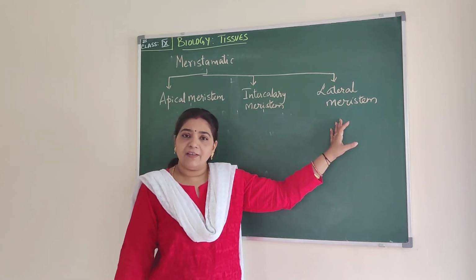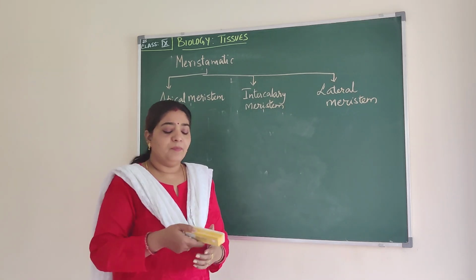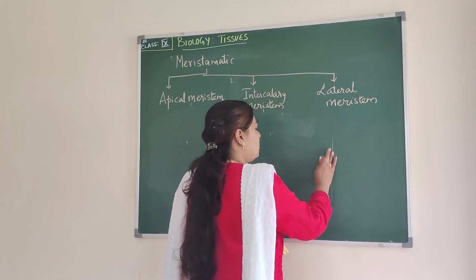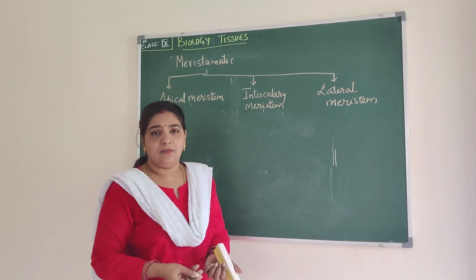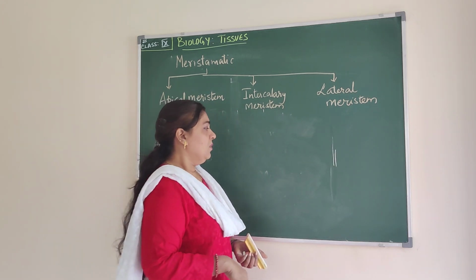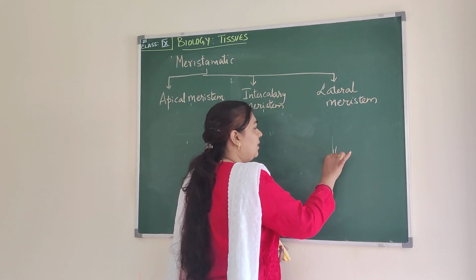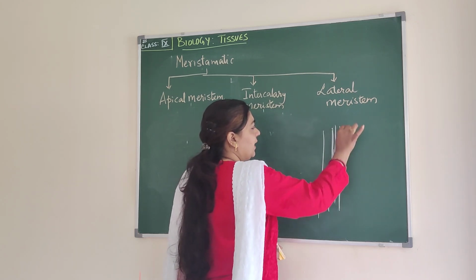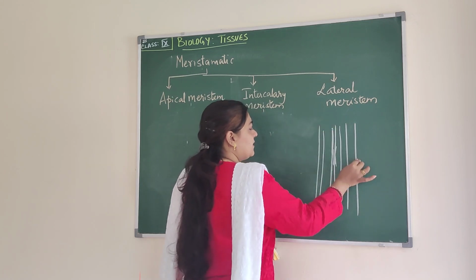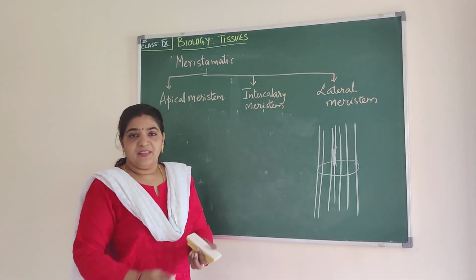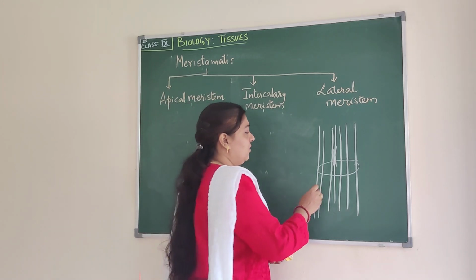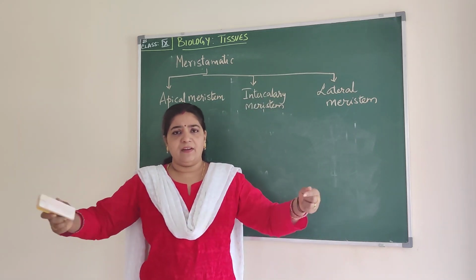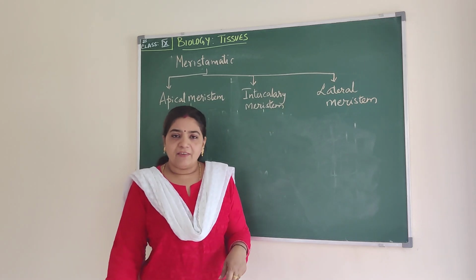So what is this lateral meristem? As the name itself says, lateral means sides. You would have seen a small plant, a mango plant. It will have a very small stem, and over a period of time, as it grows taller and taller, it will increase in its diameter. They increase in their width. The trees become wider and wider. It is because of the lateral meristem.